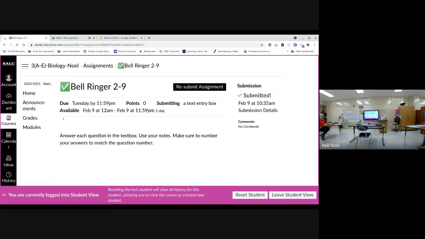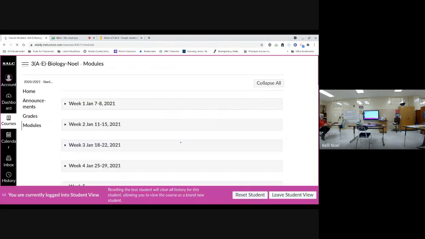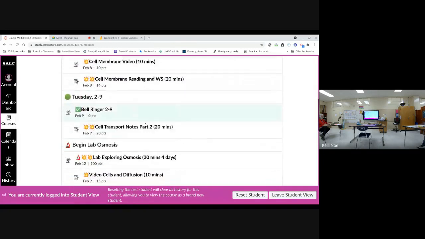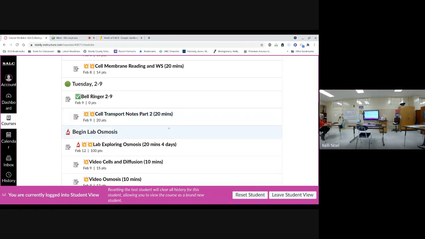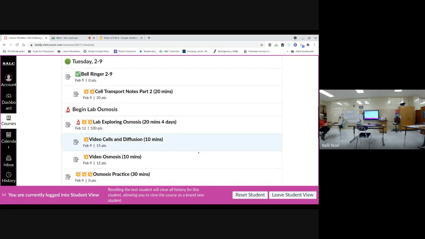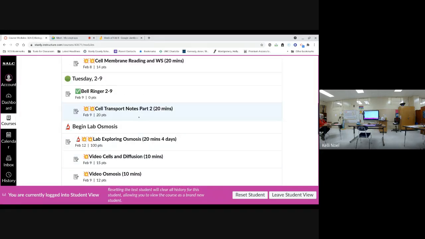All right, then you're going to go back to modules. All right, cell transport notes part 2. So that's what we're going to do for the first little bit. And then we're going to begin this lab on osmosis, and we're going to do something with it each day. And there are 2 videos, and then we've got a practice sheet, if we have time, that we'll work on. So let's go into the notes first.